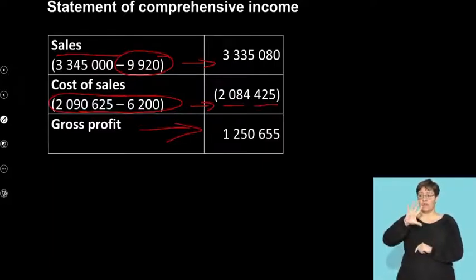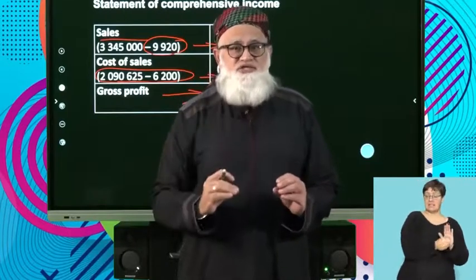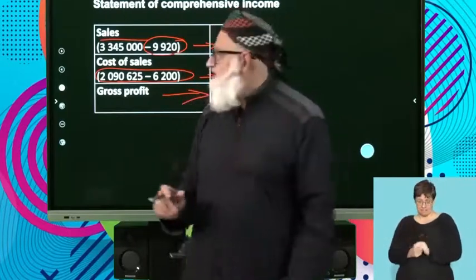That's the first part of my statement of comprehensive income, done and dusted. What is it? Sales less the cost of sales. Got it? Brilliant. Let's move on.